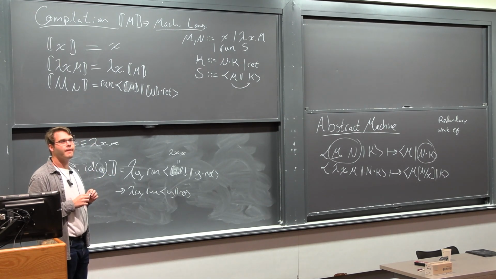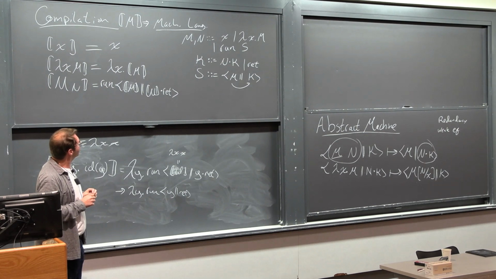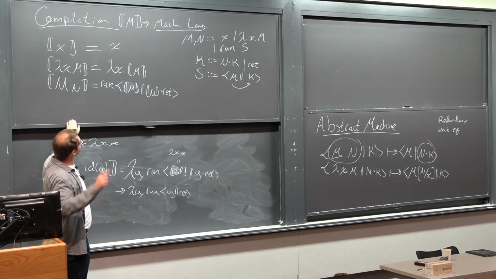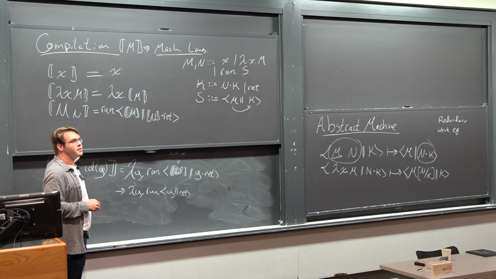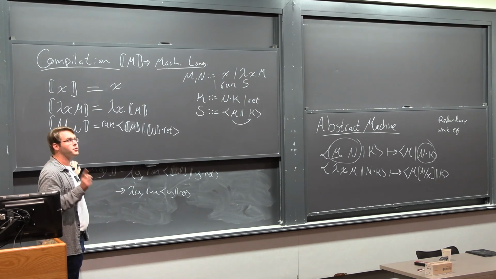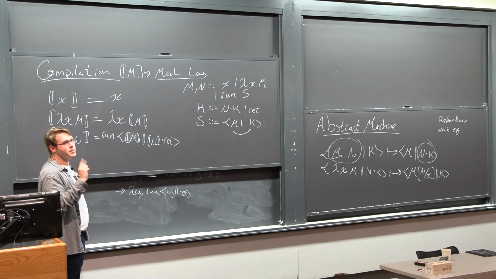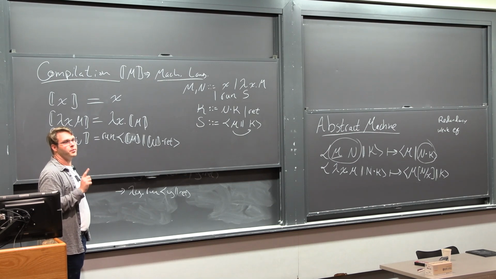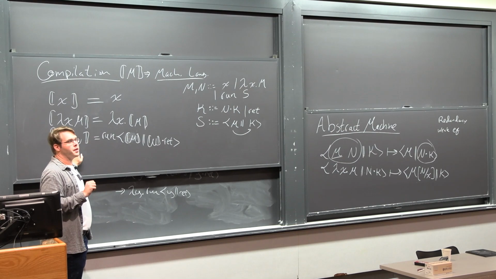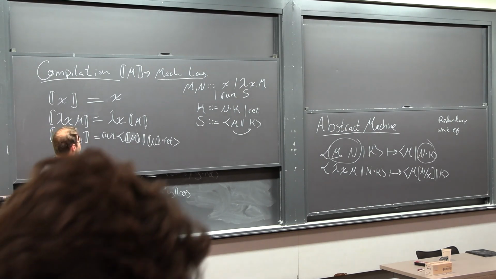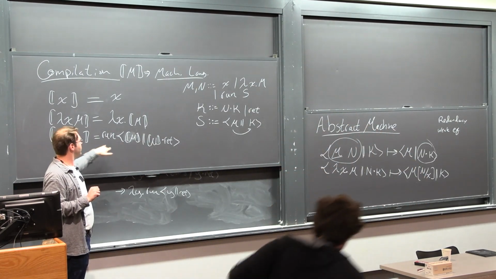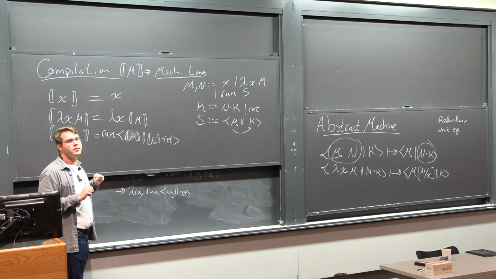Yeah? Is compilation guaranteed to terminate? What happens if you compile omega? So is this guaranteed to terminate? So how is this defined? So compilation takes one syntax tree, returns another one. We're not doing reductions. And so how is this defined? It's defined by induction on my input term. So every time I use my denotation brackets, it's on a subterm of what I started with.